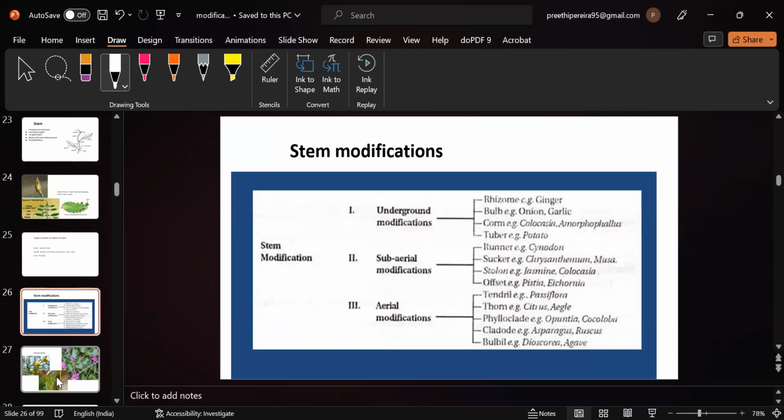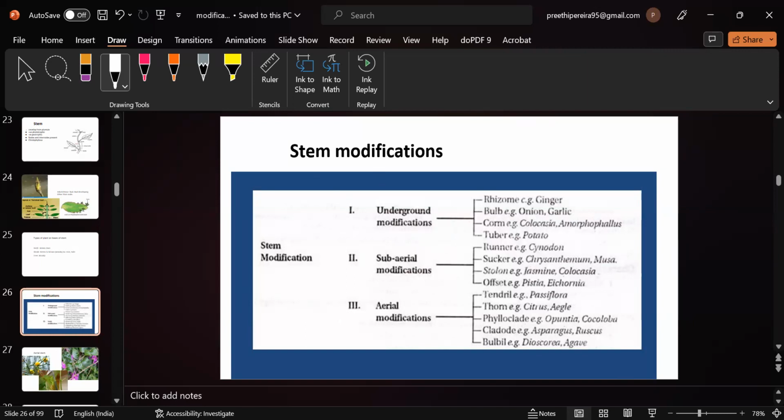Now let's see the modification of stem. So we have modified stem based on its modification. Okay. Sometimes stem will be underground. So we will call it underground modification. Sometimes it will be growing horizontally on the ground. If horizontally on the ground it is growing, we call it a subaerial modification. And sometimes the modifications are occurring at the aerial part of the stem. Okay. Usko aerial modification bolte hain.